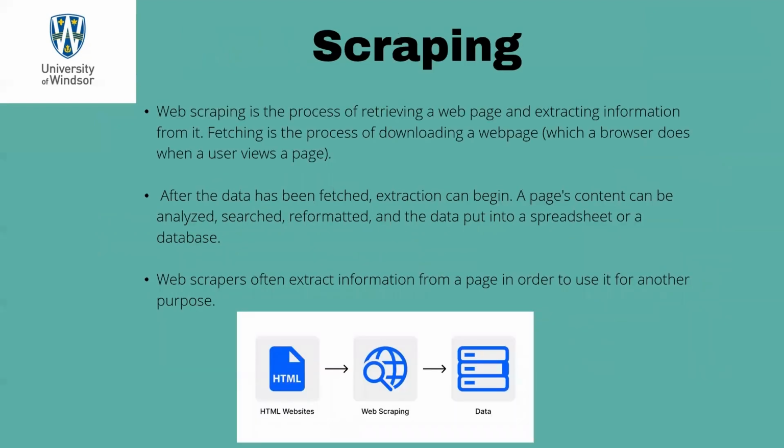So for the purpose of this project, we've used web scraping. Web scraping is the process of retrieving a web page and extracting information from it. After the data has been fetched, extraction can begin. A page's content can be analyzed, searched, reformatted, and the data can be put into a spreadsheet or a database. For the purpose of this project, we've used JSoup. JSoup is a Java library for working with real-world HTML. It provides a very convenient API for fetching URLs and extracting and manipulating data.